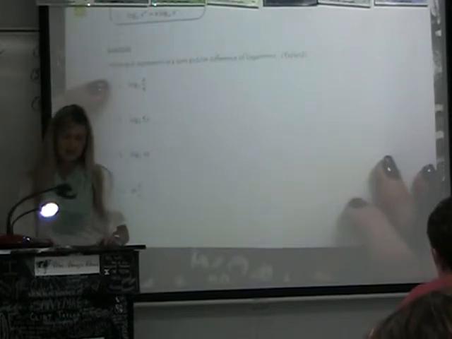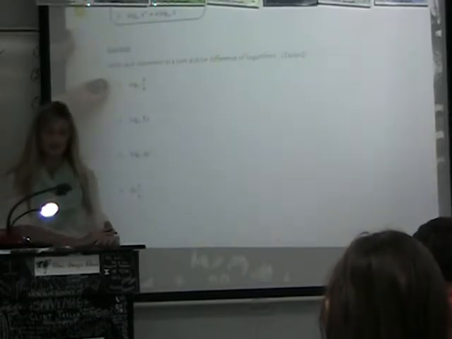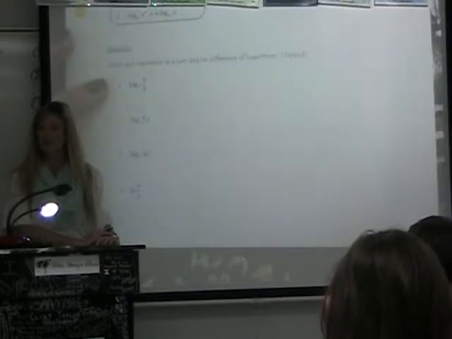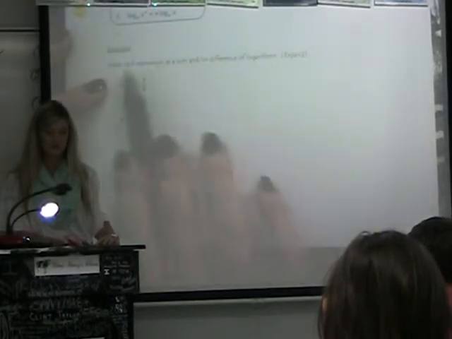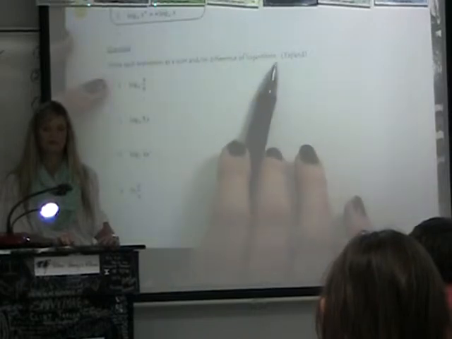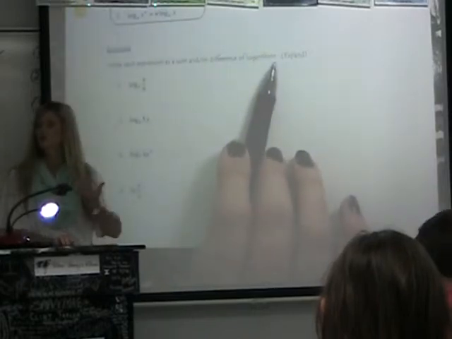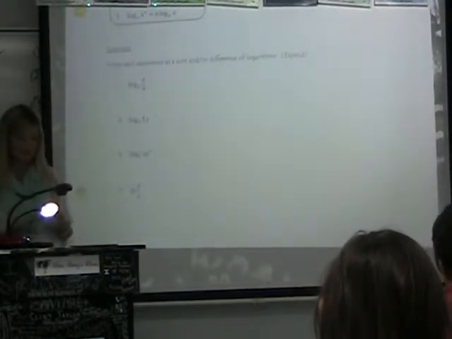Each example says to write each expression as a sum and/or difference of logarithms, and in parentheses I put expand, because normally this is what the textbook asks you to do. Write each expression as a sum and/or difference of logarithms. That's just a fancy way of saying expand using those properties.